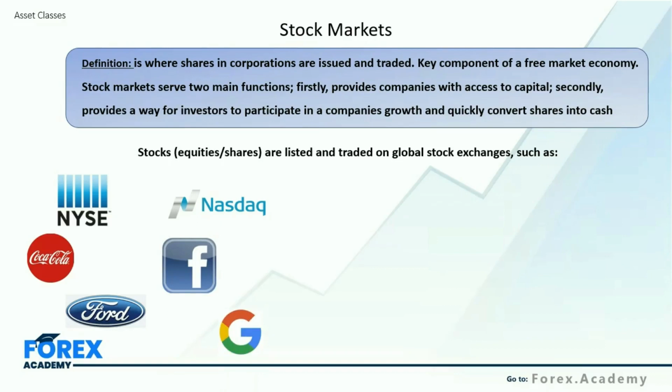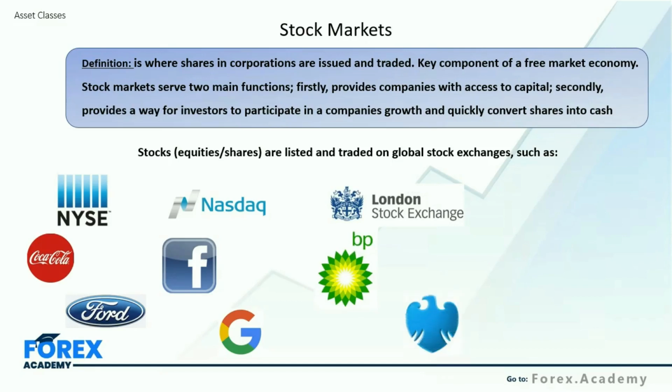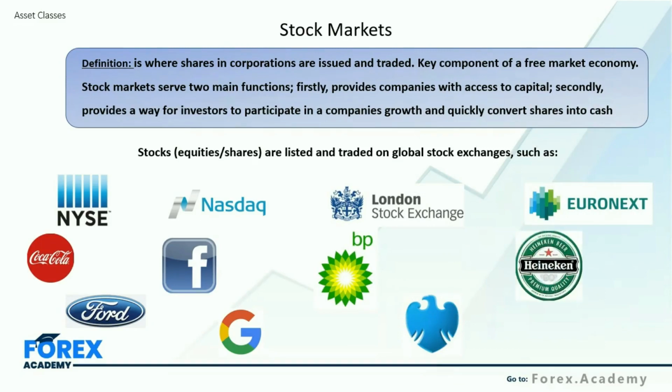You'll find those stock markets available through your NASDAQ exchange. We've also got the London Stock Exchange, and you'll find companies like BP and Barclays Bank. And of course, in Europe, you'll have the Euronext market. So you'll find companies based in Frankfurt in Germany. You'll find companies like Heineken and BNP Paribas as well, listed on those particular exchanges.